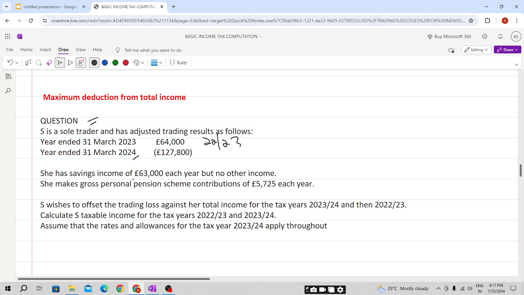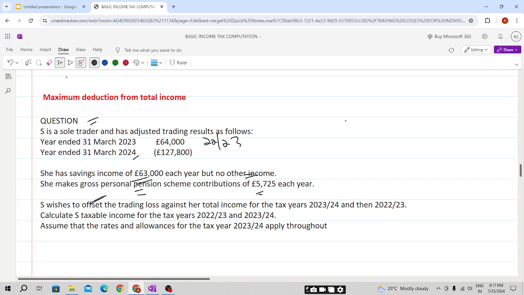She has saving income of 63,000 pounds each year, but no other income. So a saving income is that, no other income is that. So NSI and saving income. She makes gross pension contribution to the scheme of 5,725. This is already gross. So if nothing was mentioned, students, if net, how we used to gross it? 1000 divided by 80% to gross it up. I hope you remember this gross and net.